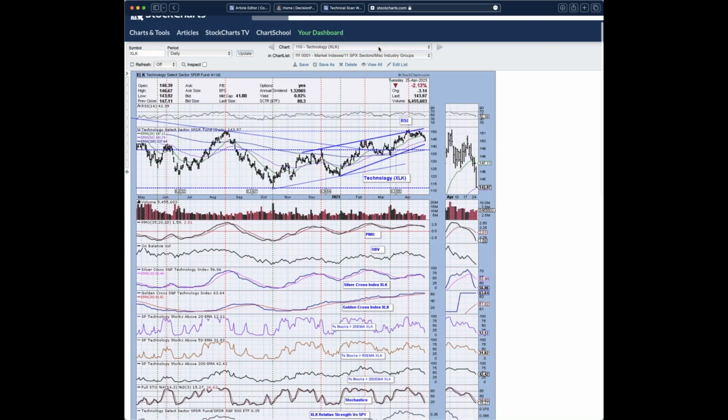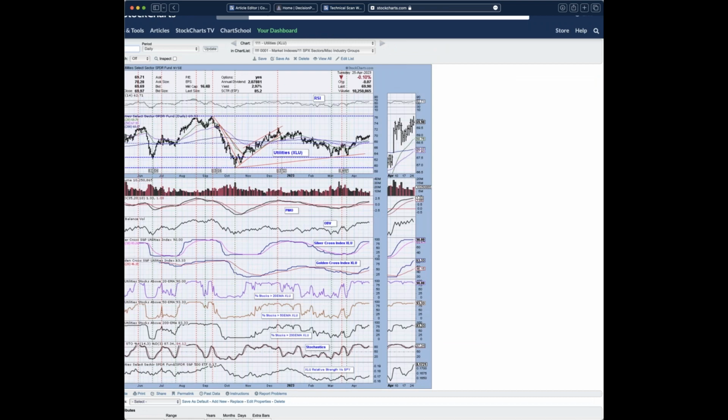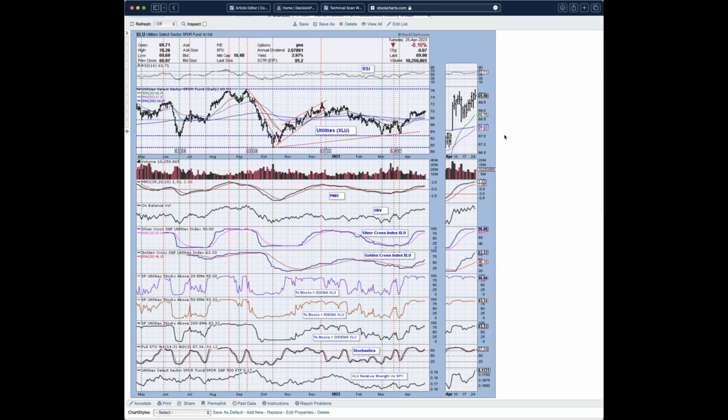Well, let's look at some defensive sectors. I think that's a really good place to start. Utilities. Utilities, certainly price looks pretty good, but what's going on under the surface? Strength is going on under the surface. Look at the difference in participation here of stocks above their 20, 50, and 200.